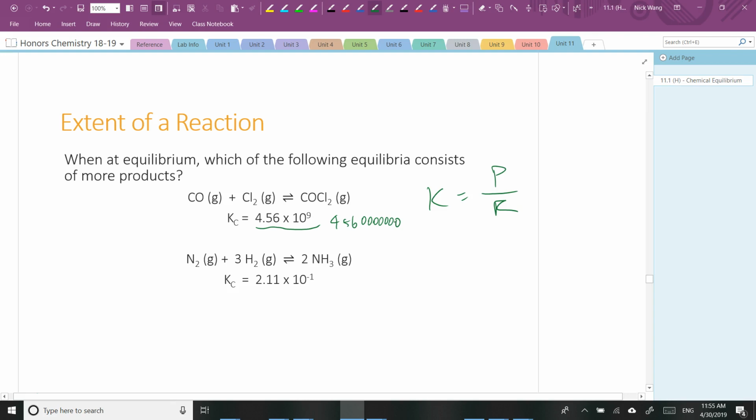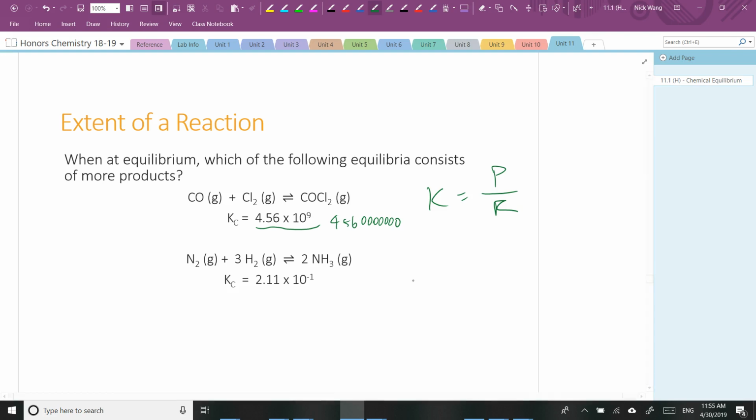So that means the value of P is going to be significantly greater than the value of R. So what does that tell you about the relative amounts of products compared to the relative amounts of reactants? It's that there's going to be way more products than there are reactants. So in terms of the extent of this reaction, which one of these following equilibria consists of more products? Most definitely the first one, by a lot.